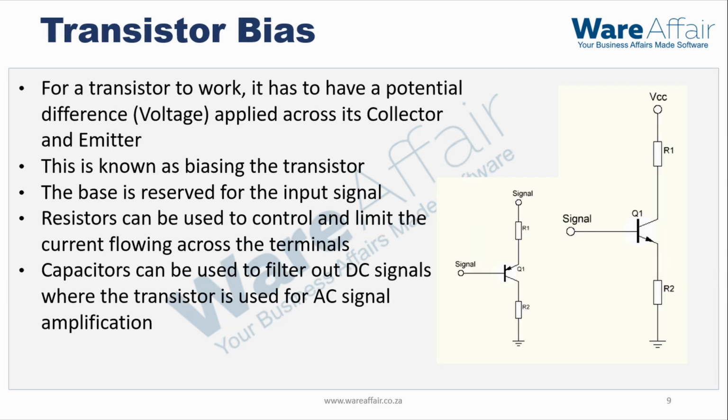Now let's look at transistor biasing. For a transistor to work, it has to have a potential difference applied across its collector and emitter. This is known as biasing the transistor. The base is reserved for the input signal. Resistors can be used to control and limit the current flowing across the terminals.